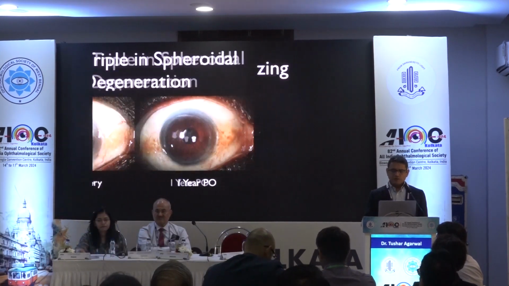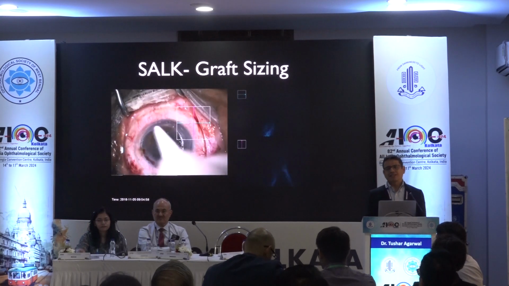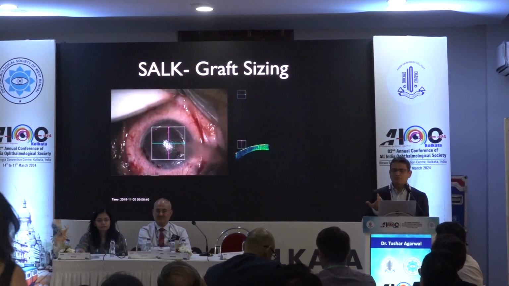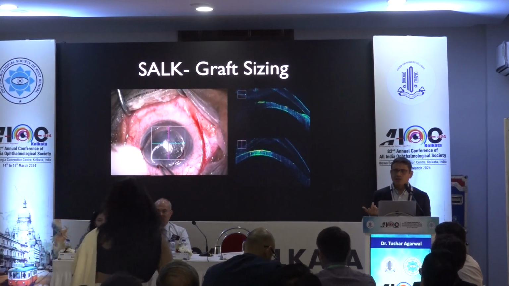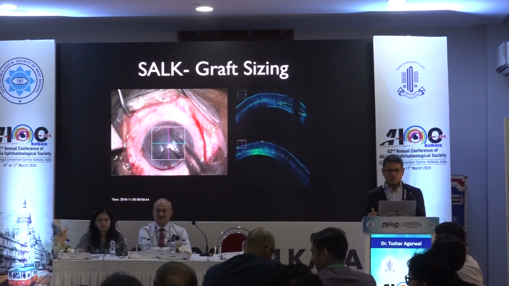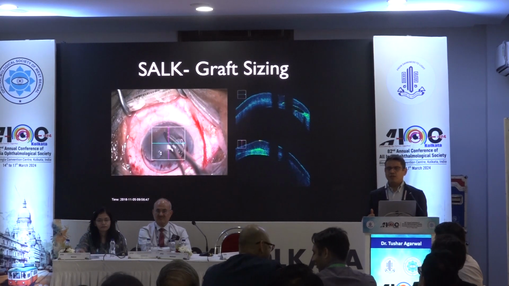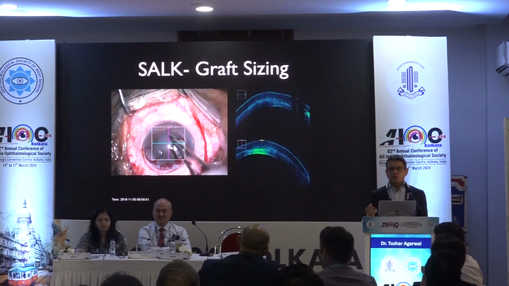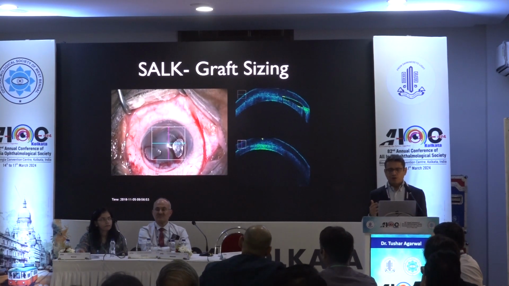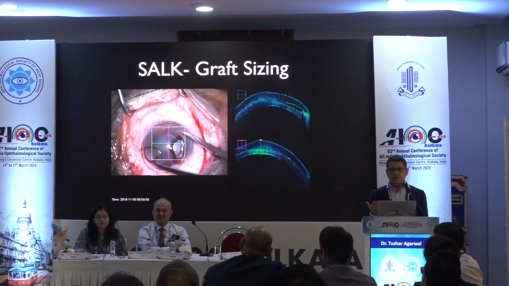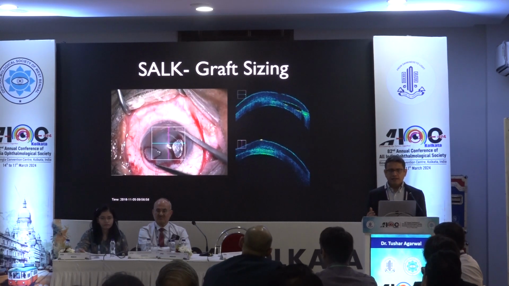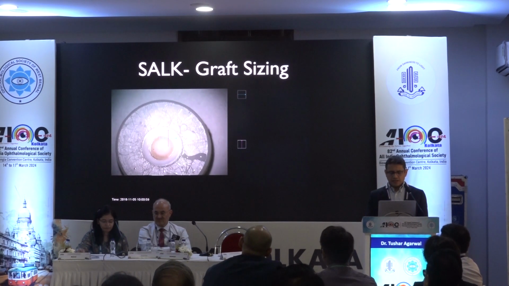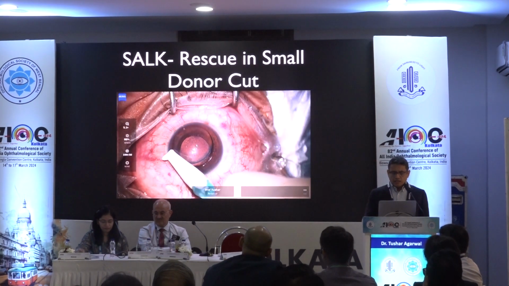Now, a major issue with SALC is graft sizing, especially when you're using a microkeratome. So you would encounter two scenarios. Either the graft is too big or too small. If you have a larger graft, it's quite easy to handle. You measure the graft, you measure the host size, and keeping a 0.25 millimeter oversizing, you cut the graft, punch the graft again with a trephine and remove the peripheral rim, and then you can apply the recut graft accordingly.